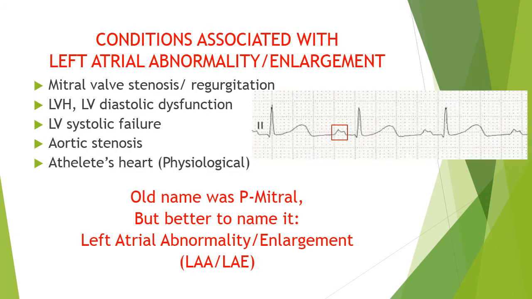Regarding the conditions associated with left atrial abnormality and enlargement, most commonly mitral valve stenosis and mitral valve regurgitation, left ventricular hypertrophy, left ventricular diastolic dysfunction, and left ventricular systolic failure. Also aortic stenosis, and it may occur with athlete's heart. It was commonly seen with mitral valve disease, so the old name was P mitrale, but it occurs with many other conditions, so it's better to name it left atrial abnormality or left atrial enlargement rather than naming it P mitrale.